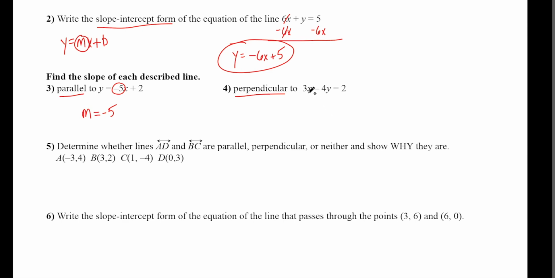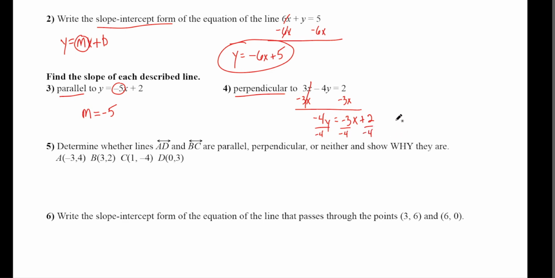So how do I do that? I put it in slope-intercept form. So I subtract 3x from both sides. That cancels out, and I'm left with negative 4y. Then negative 3x first, plus 2. One more step. Divide by negative 4. Divide by negative 4.